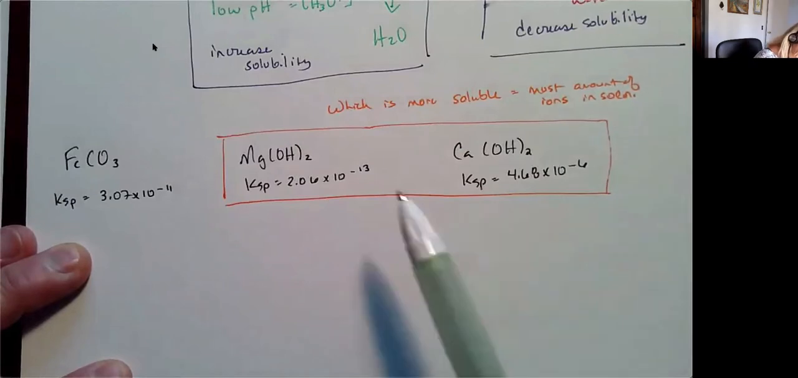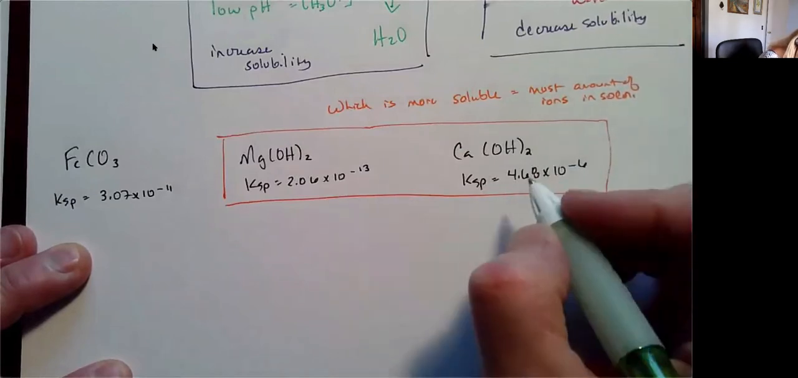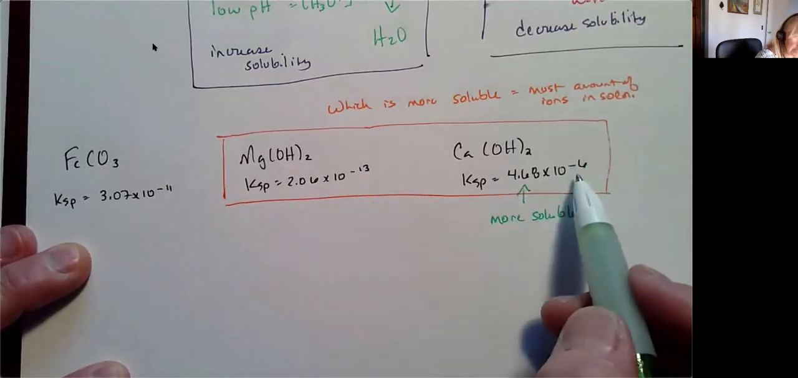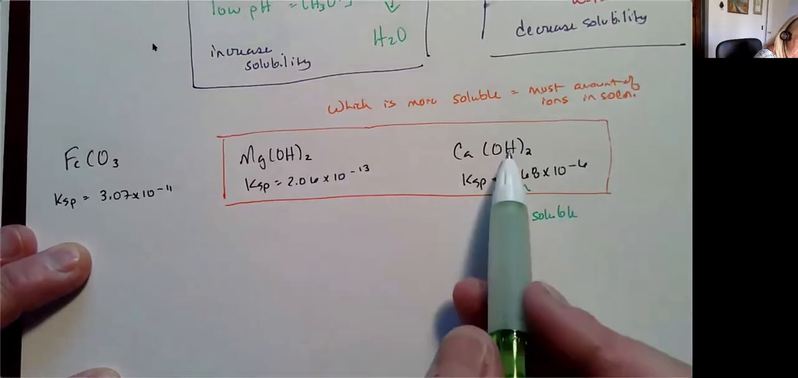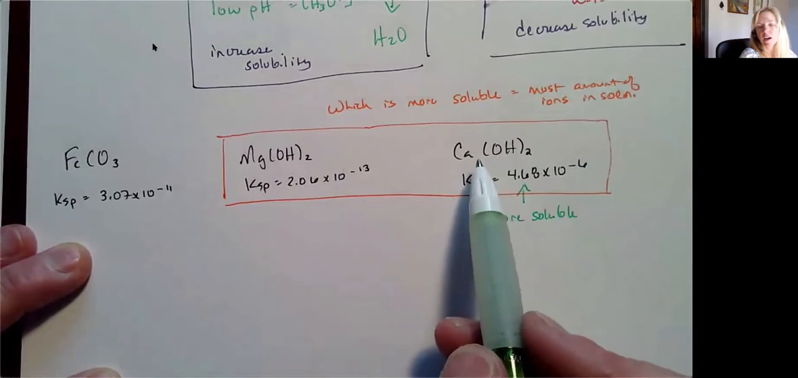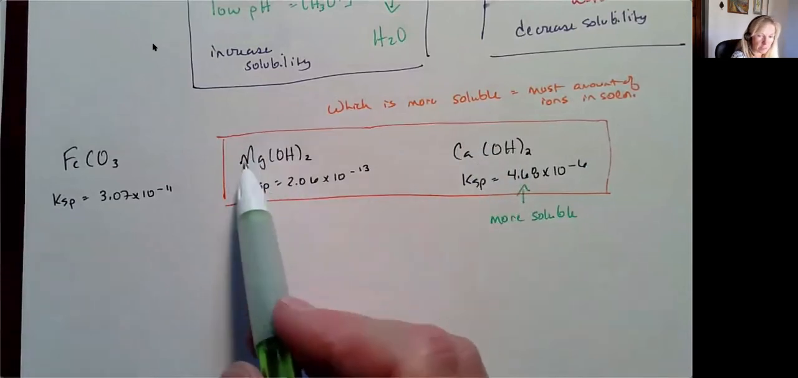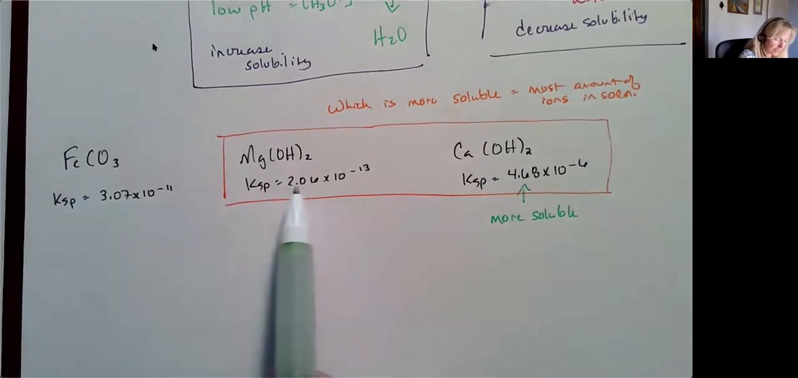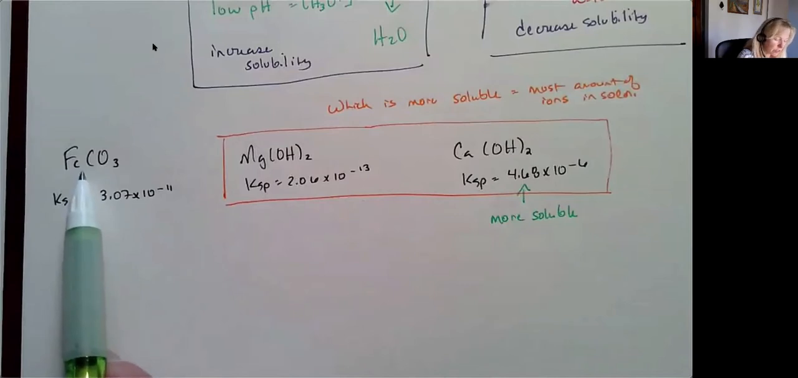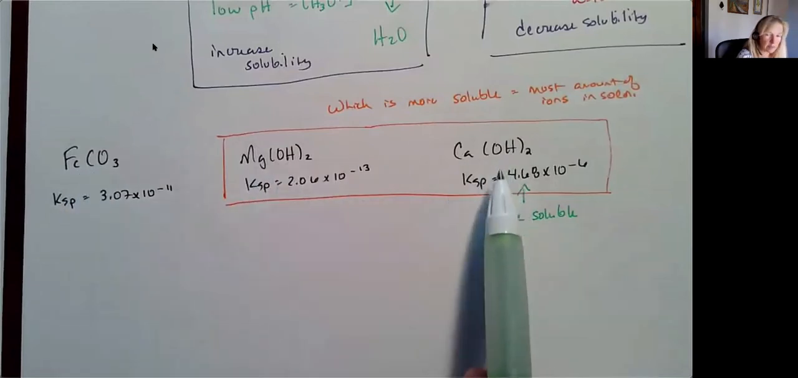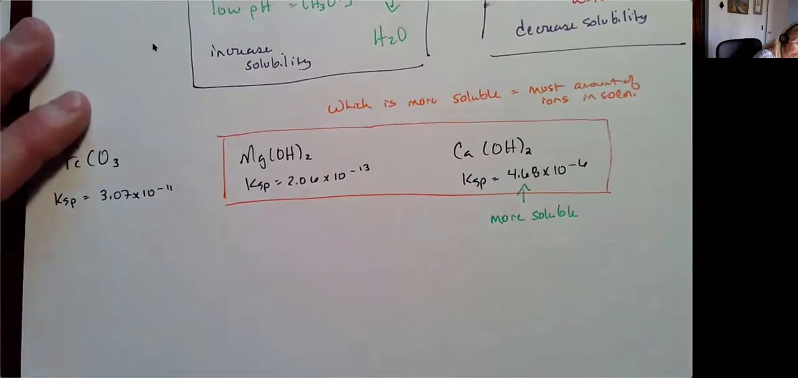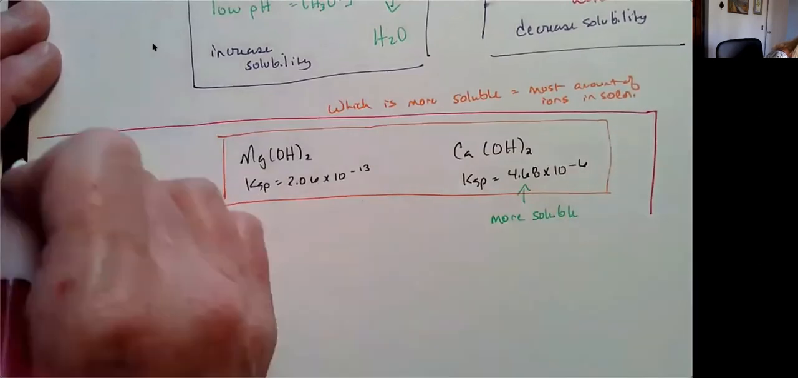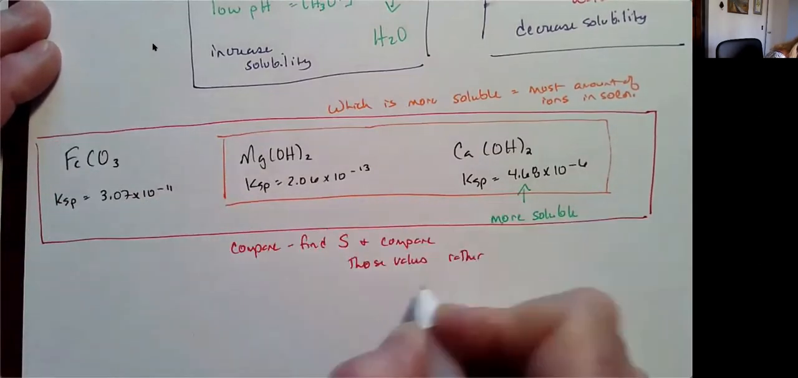If I compare my KSP values, I'm going to assume that this is going to be more soluble because my KSP value is 10 to the minus 13 compared to 10 to the minus 6. So between these two, calcium hydroxide, there's going to be more of these ions in water than there is going to be of magnesium hydroxide. If I want to compare iron carbonate to these three, iron carbonate is going to dissolve into 2 ions where this is going to be 3 and this is going to be 3. So if I want to compare all 3 of these, I'm going to have to find S for all 3 of them rather than my KSP.